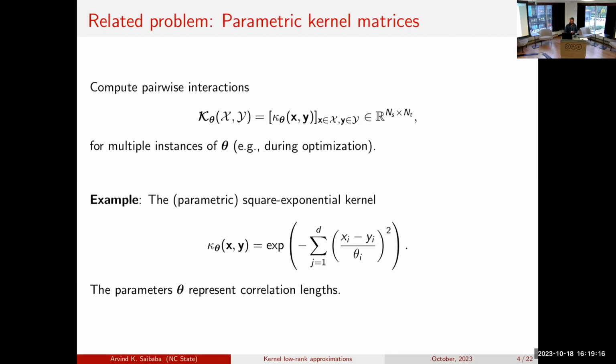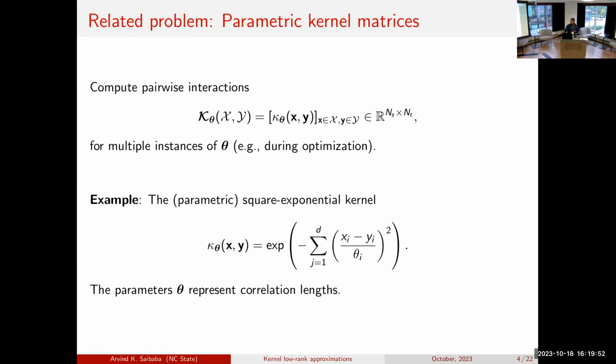I have a slightly different problem that I would like to address as well. I don't want to just compute this matrix one time. The kernel is a function, and it may be parameterized through a set of hyperparameters. I may want to compute this kernel computation for many instances of this hyperparameter. For example, you're training a GP model, and you want to train it over the hyperparameters, so you want to do this over and over again. This is both an example of a kernel and a parameter. The parameters here are correlation lengths that scale the relative distance between these two points.